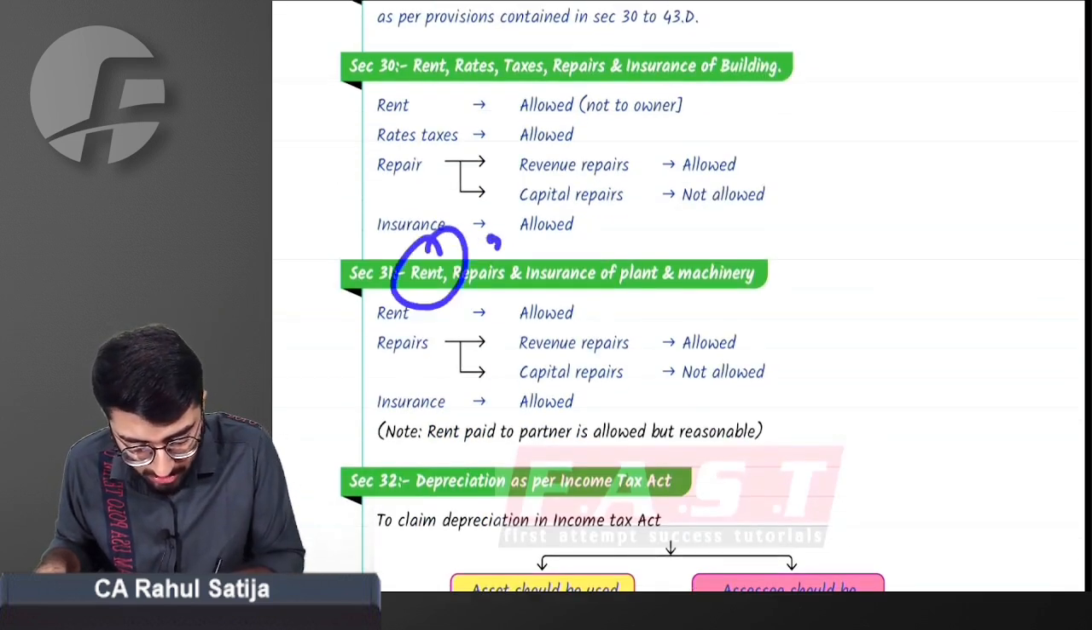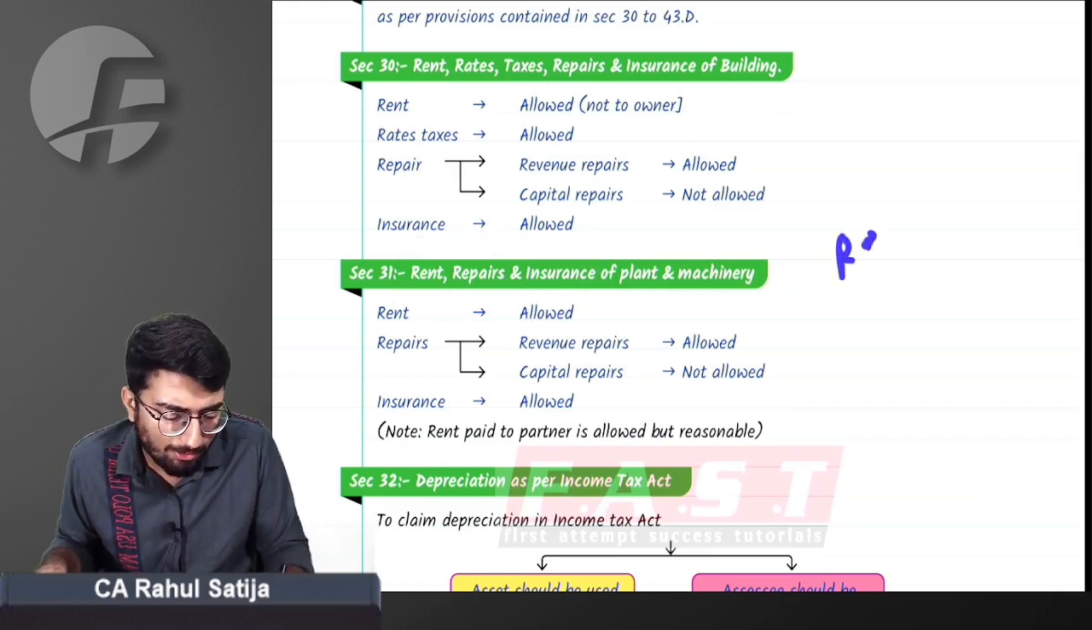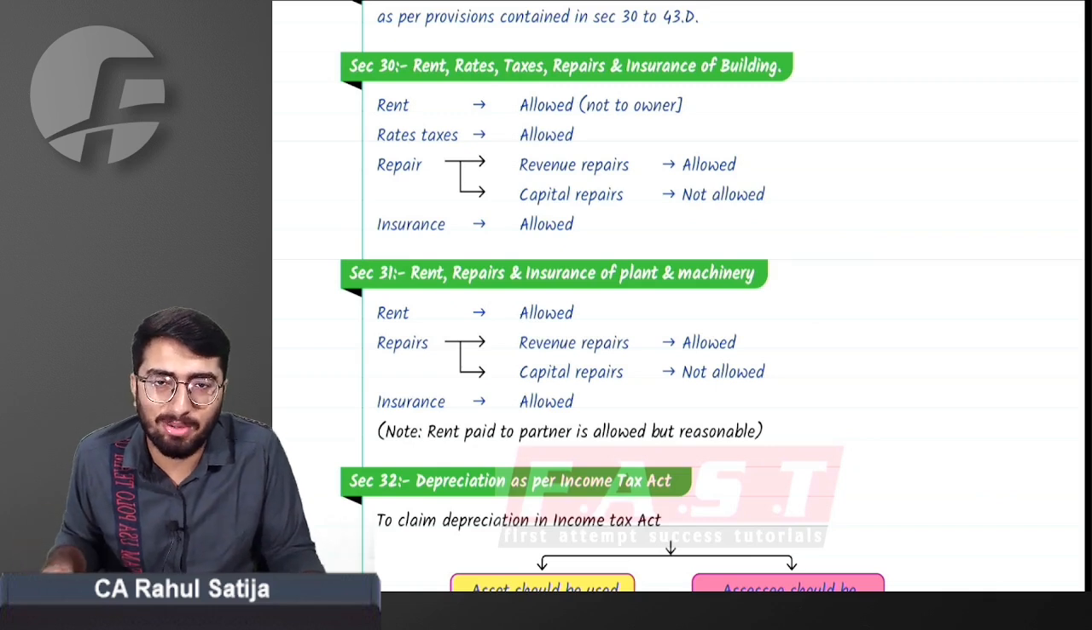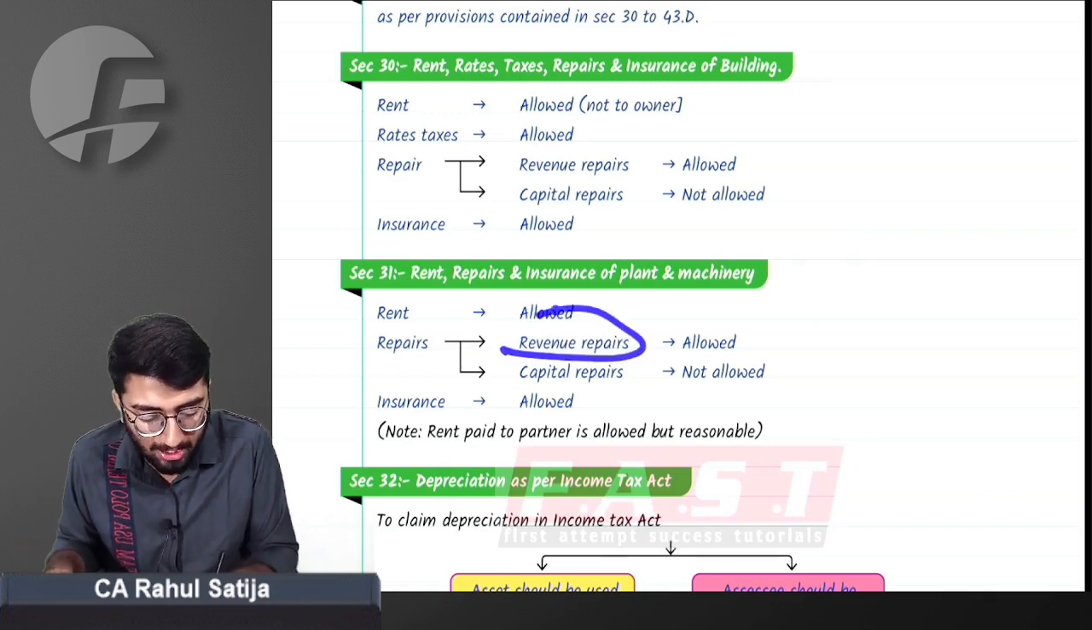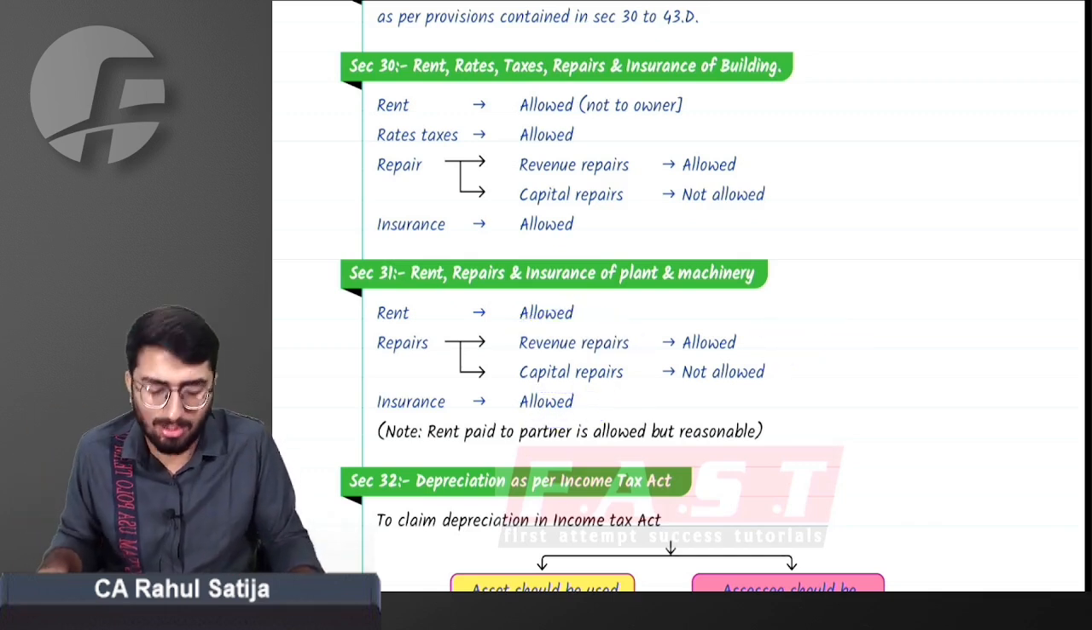Next point. So rents, repairs and insurance of plant and machinery. So if you are paying rent on plant and machinery, always allowed, but not to owner. It is very much understood. Sir, if you are paying repairs, revenue repairs allowed, capital repairs not allowed. Sir, in case of any insurance, it is always allowed.